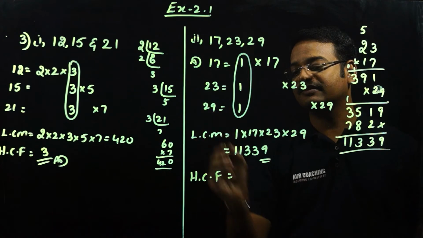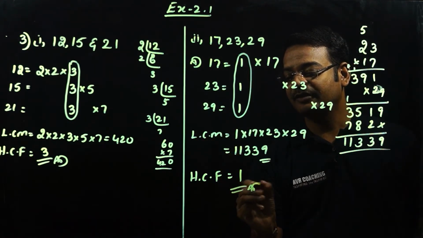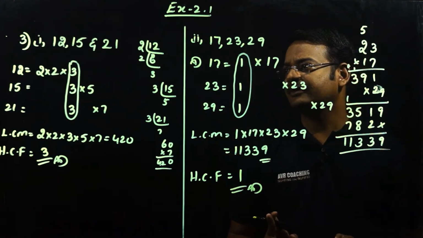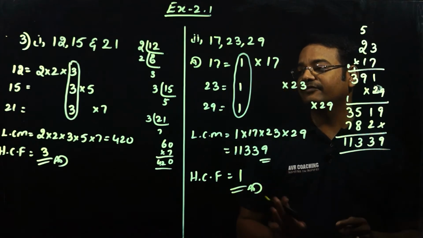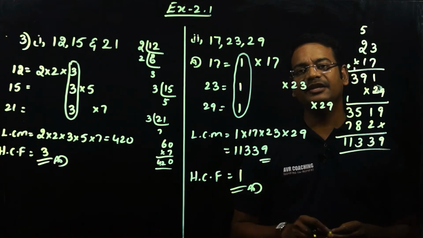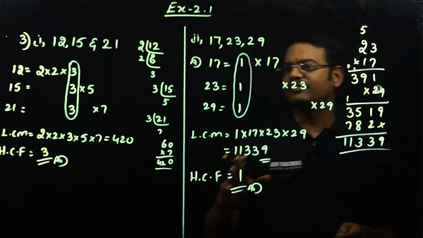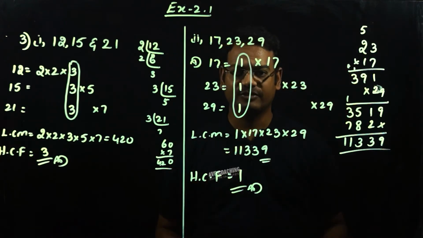and HCF is the only number which is repeating in all the three given numbers, which is 1. Therefore, HCF will be 1. Very simple method to find HCF and LCM of any given numbers.